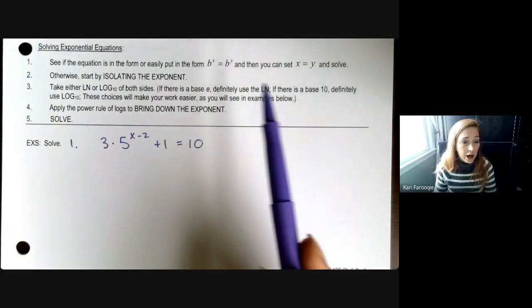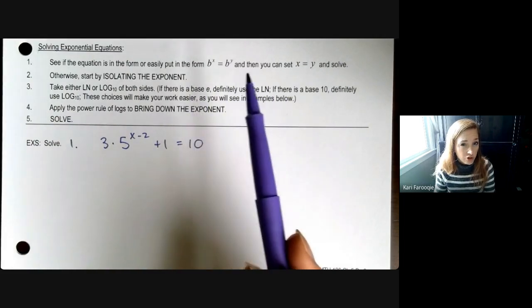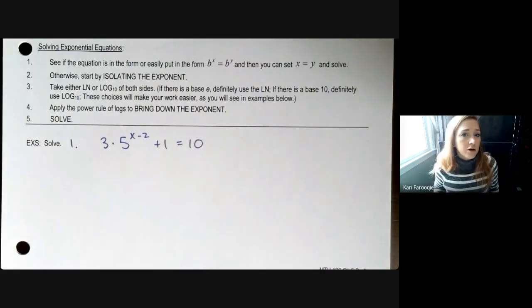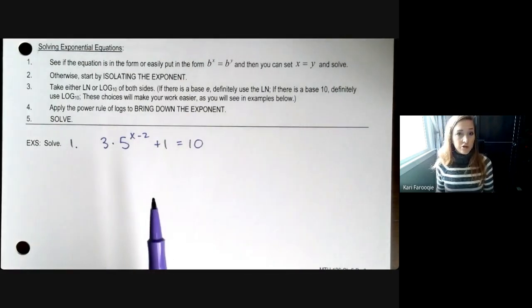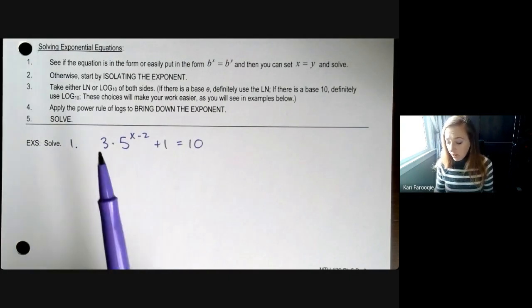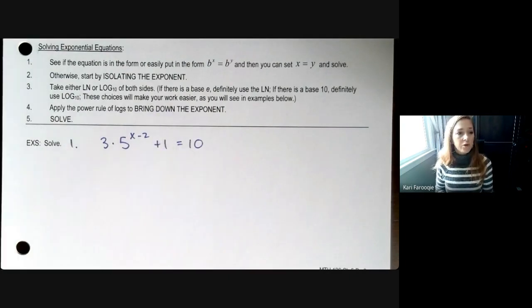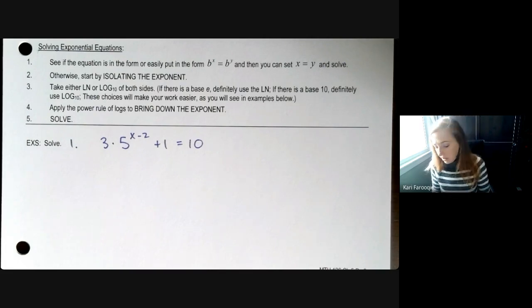We talked about how we would set the bases equal to each other and then solve for the exponent, once we had the bases equal. If we can't do that, which we're not going to be able to do in this section today, we're going to start by isolating the exponent. And then we're going to have to take logs on both sides to isolate the variable, or to get the variable out of the exponent. That's going to be the key here.